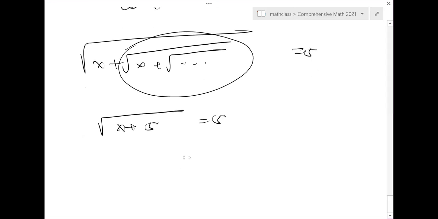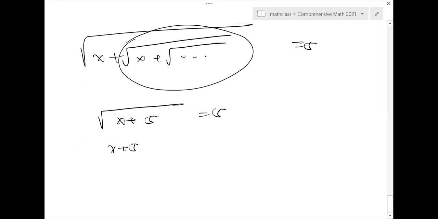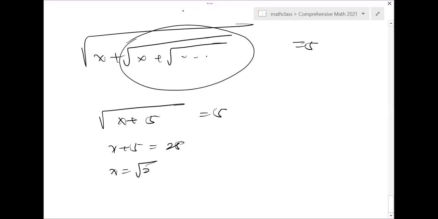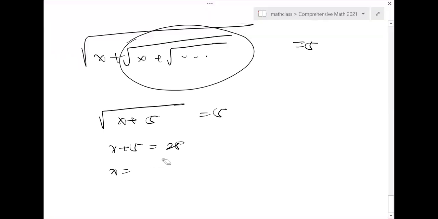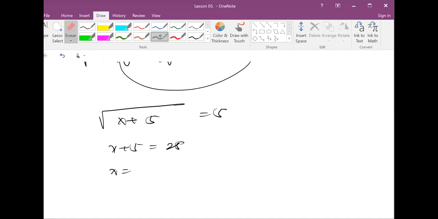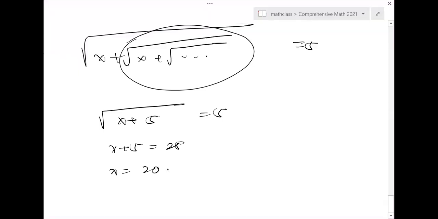So you square both sides, so x plus 5 equals 25. So x is going to be 20.